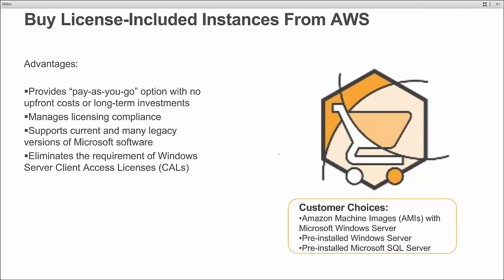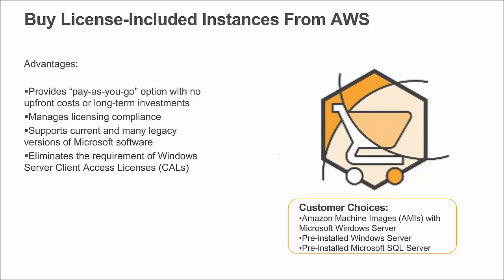So a couple of things about the pay-as-you-go option, just to understand. This really takes care of the licensing compliance issues for customers. So you don't have to bring any licenses in, you don't have to count, you don't need to worry about cores or processors or number of users. That's all something that you pay for as part of your Amazon bill. It does eliminate the requirement for the Windows Server client access licenses, and the flexibility of this is really something that we see customers embracing.